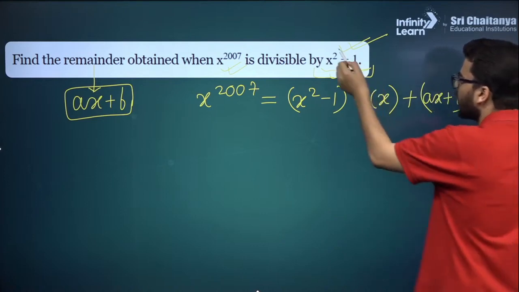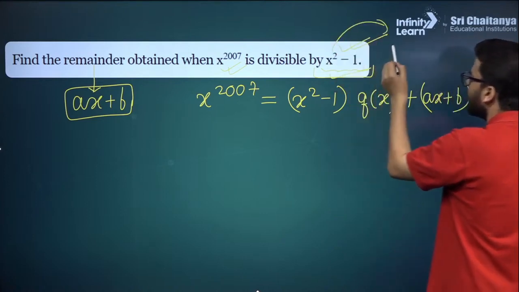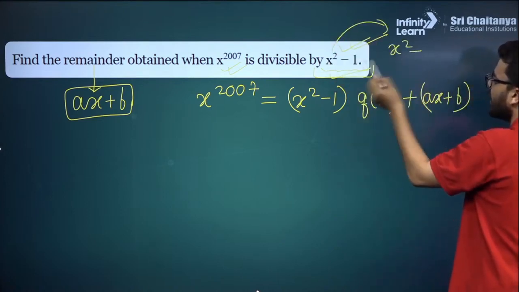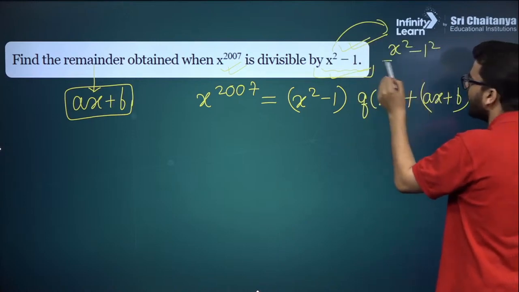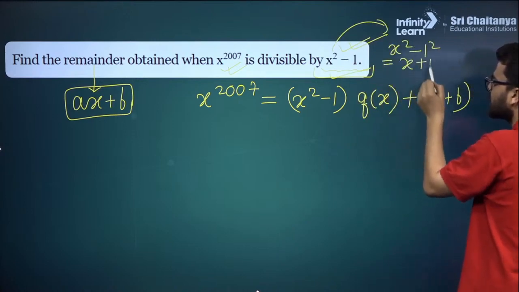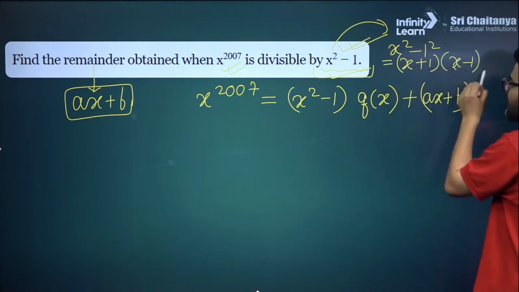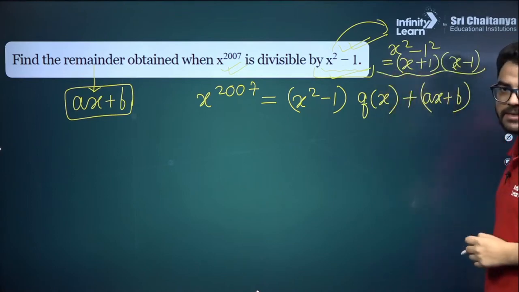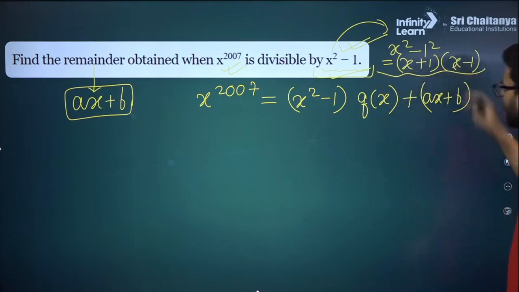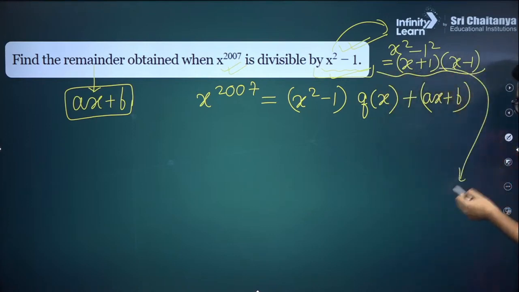Now can you tell me what are the zeros of this polynomial? x square minus 1 can be written as x square minus 1 square. So this can be written as x plus 1 into x minus 1. You can use the a square minus b square identity over here. I hope that is clear. So the zeros of this polynomial are plus minus 1. The zeros are plus 1 and minus 1.